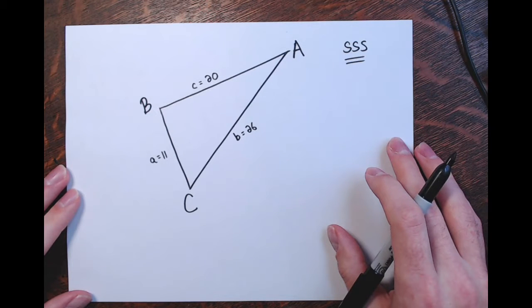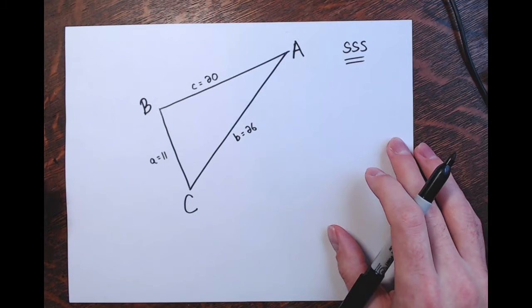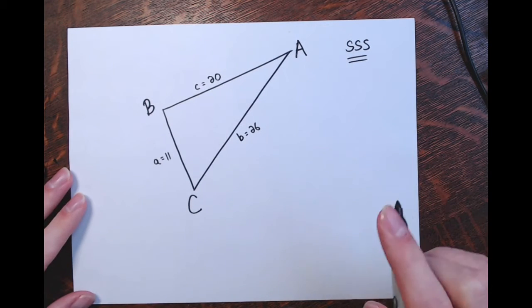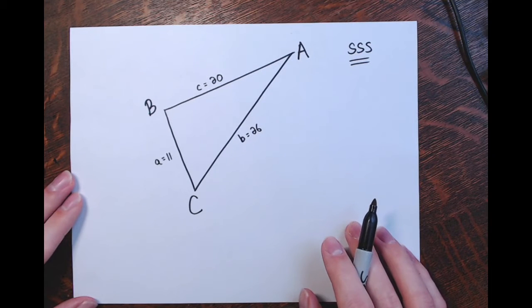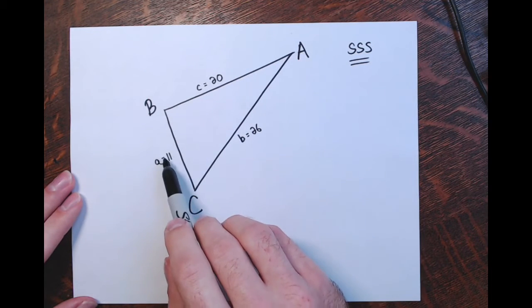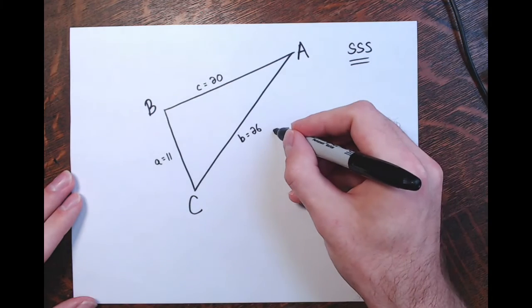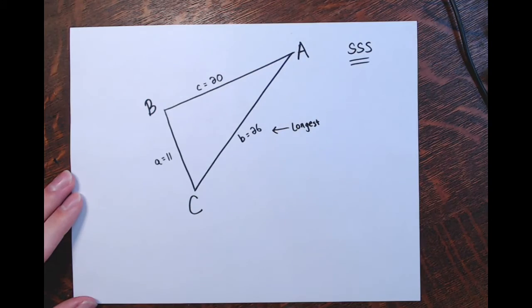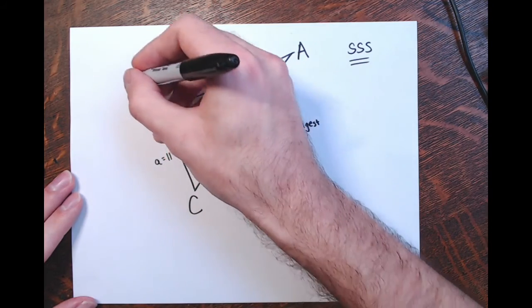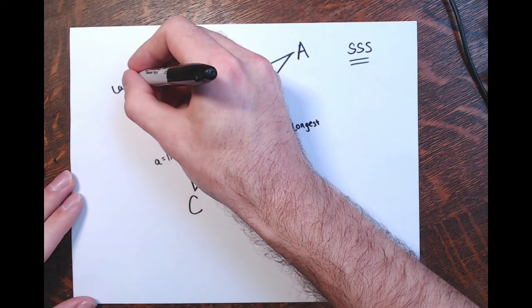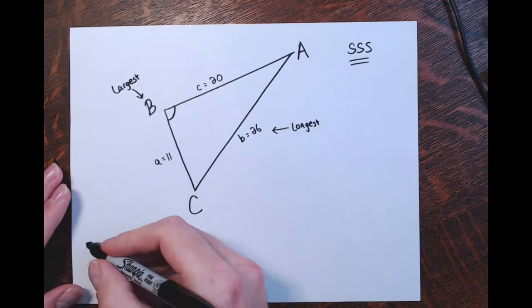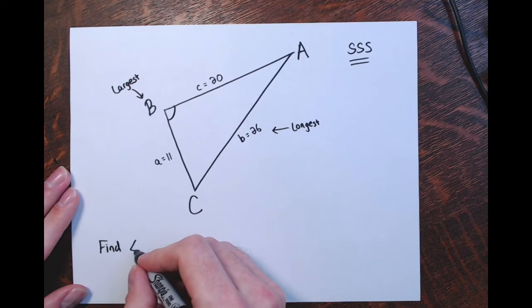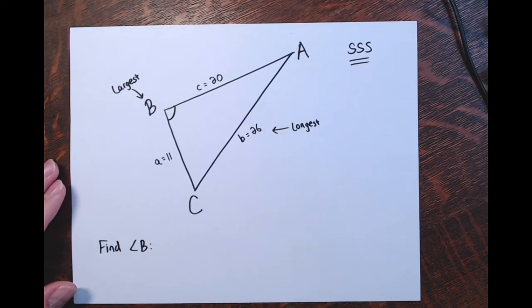Now, as I mentioned in the first video, I prefer finding the largest angle first, because that'll get any obtuse angles out of the way. If you look at all the side lengths, the longest side is little b. So that means that angle B is the largest angle, and that's the one I'm going to try to find first. So I'm going to find angle B using the law of cosines.